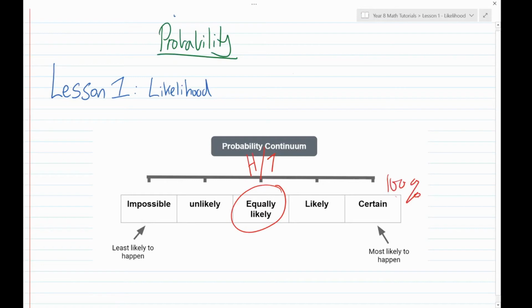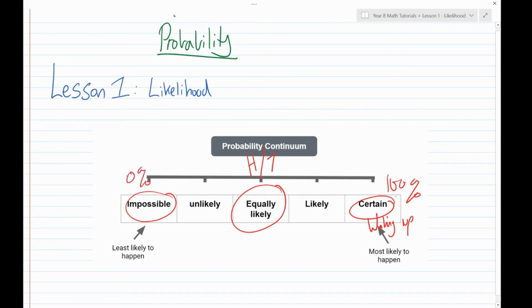A certainty in an event would be like waking up in the morning. Waking up. Although not everyone wakes up at the right time, but at some point we've all woken up. So we can say that would be a certainty, 100% chance. On the other side, the impossible, there's 0% chance.